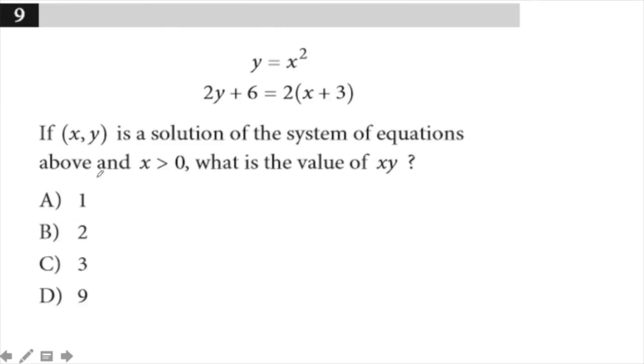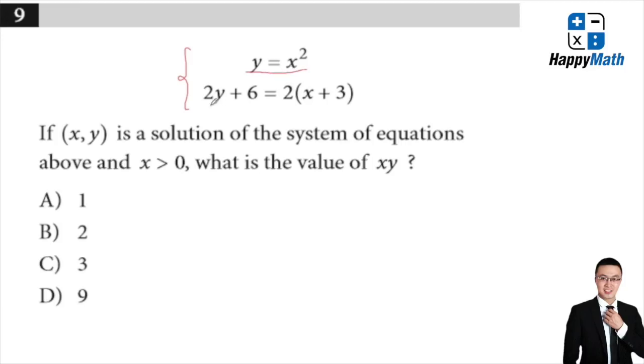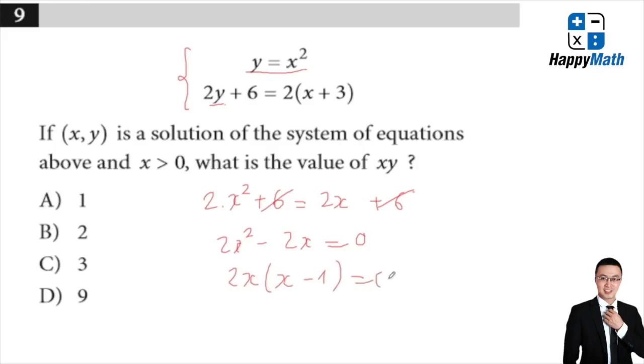Question 9. If x and y is a solution of the system of the equation above, x greater than 0, what is the value of x times y? Okay, I will use the substitution method here because y equals x squared, so I will substitute into 2x squared plus 2x plus 6, and cancel 6 from both sides, minus 2x is equal to 0. 2x will be outside, x minus 1 equal to 0.